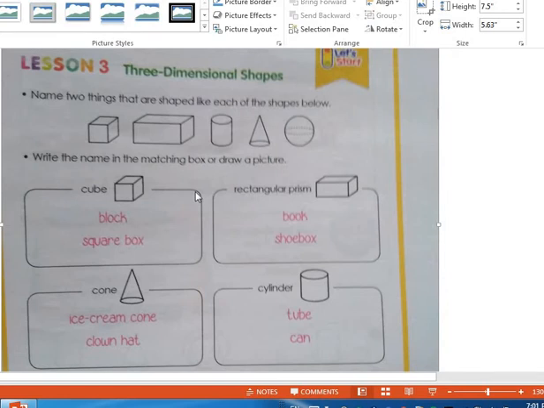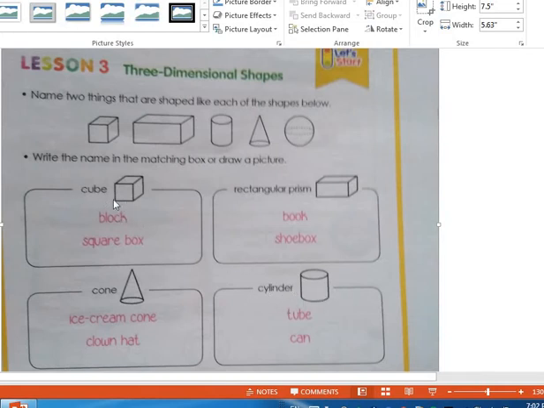Okay, dear students, now we are going to move to lesson 3. 3-dimensional shapes. What are 3-dimensional shapes? Okay, let's do it. Name 2 things that are shaped like each of the shapes below. I have here a cube, a rectangular prism, a cone, like the ice cream we eat, and here I have a cylinder.